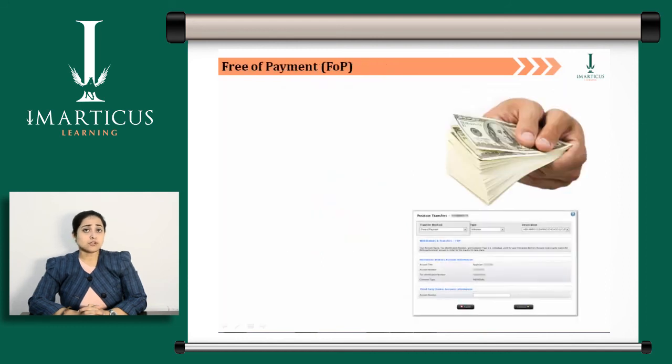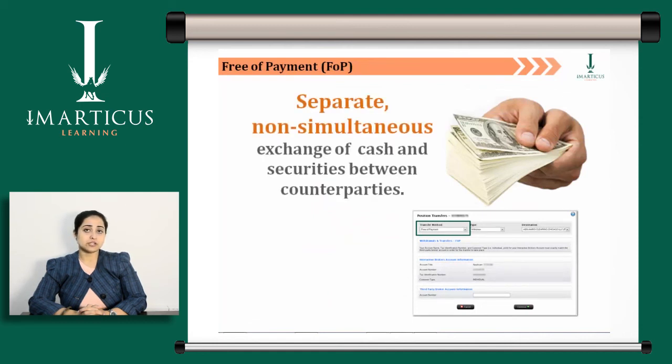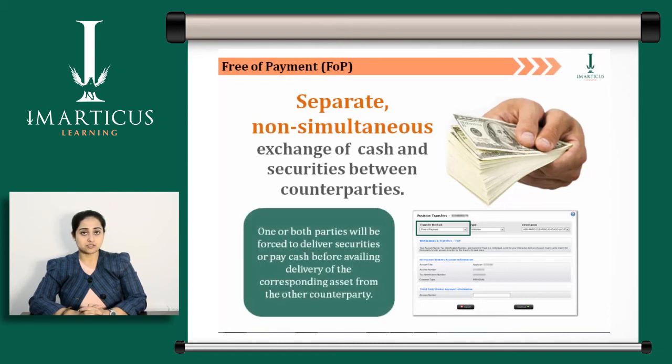Now let us learn about another type of settlement, which is called free of payment, or FOP in short. FOP settlement refers to a separate, non-simultaneous exchange of cash and securities between counterparties. Under this settlement, one or both parties in the trade will be forced to deliver securities or pay cash before they have taken delivery of the corresponding asset from the other counterparty. This is usually done when the counterparties of a trade have a low credit rating or a very high credit risk.